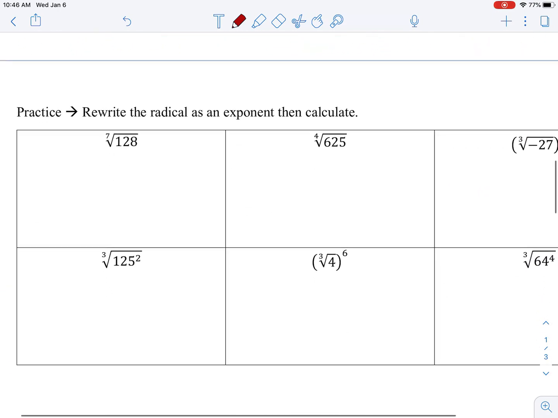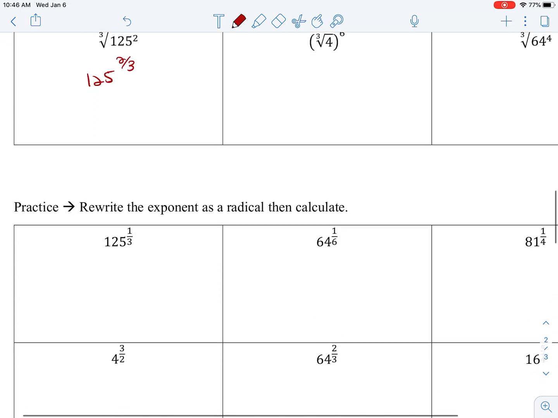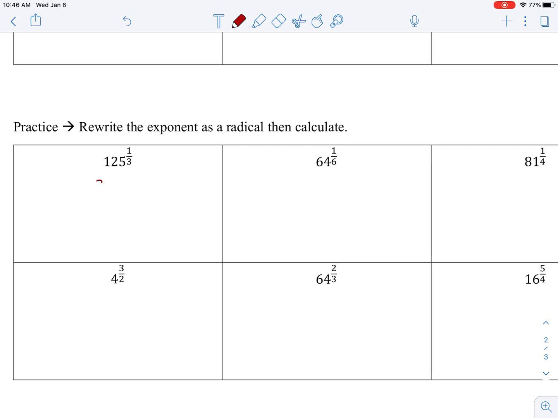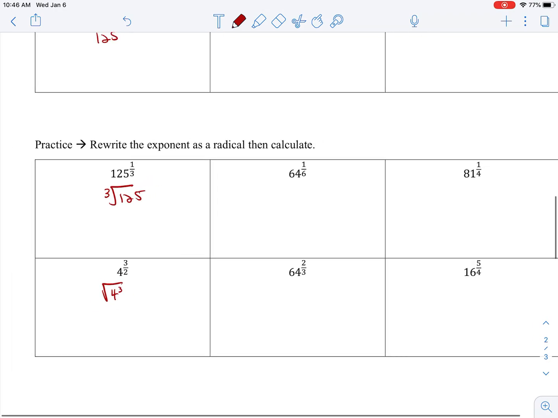And then there's all kinds of examples where it's asking you to rewrite it and then calculate. So in this case, if I've got the root, there's no power here. This would be 128 to the 1/7, or 125 to the 2/3. You with me? And then you'd plug those in your calculator or try to figure them out. Same thing down here. I just have the third root of 125, or I have the square root of 4 to the third. So rewriting those just to kind of figure that out.